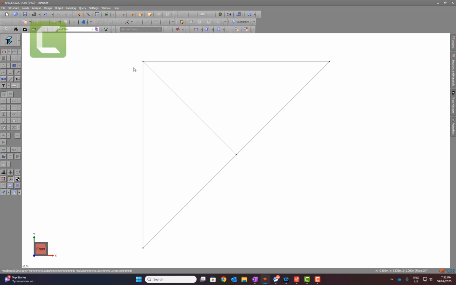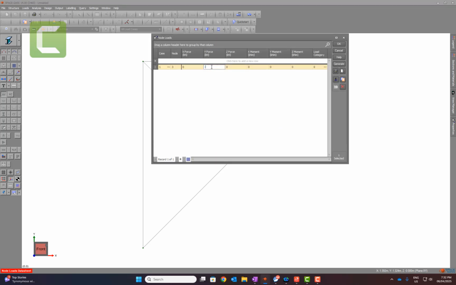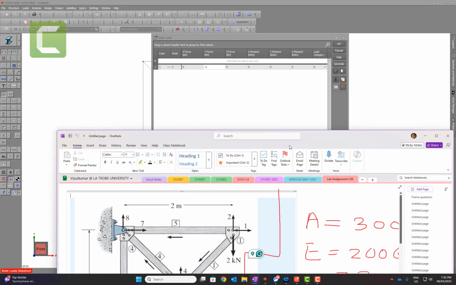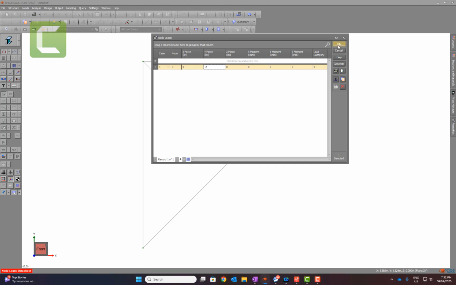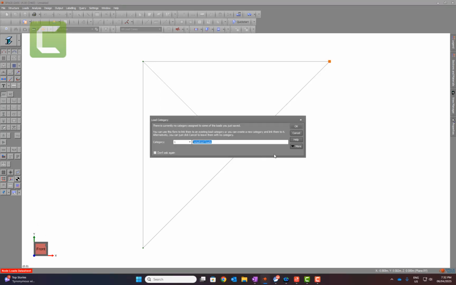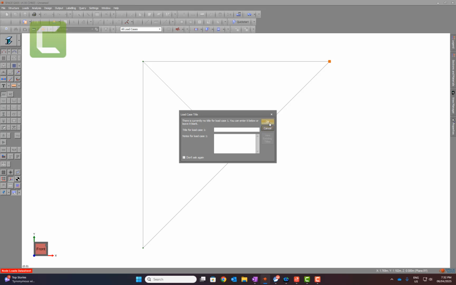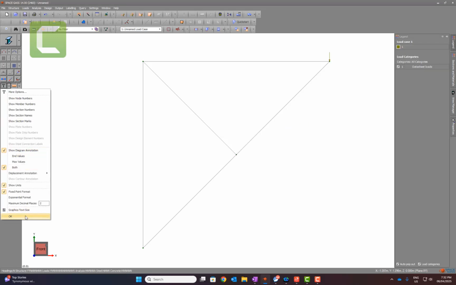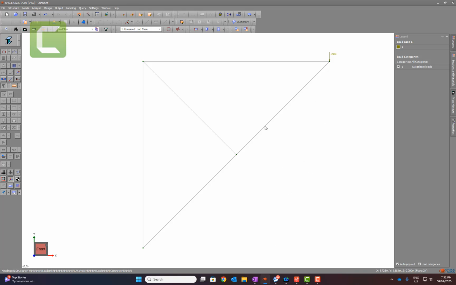Now we have a single click, we have 2 kilonewtons, which is against the Y. So we have this 2 kilonewtons here. We put this as minus 2 because that is opposite to the positive Y direction. So that will give you 2. If you can't see the numbers, you can put these diagram annotations and hit OK.